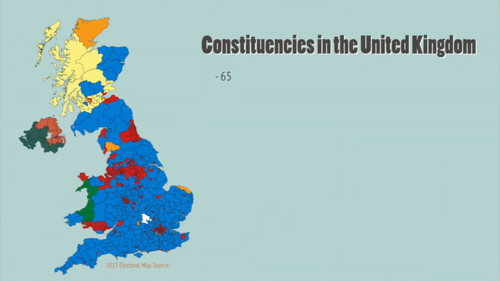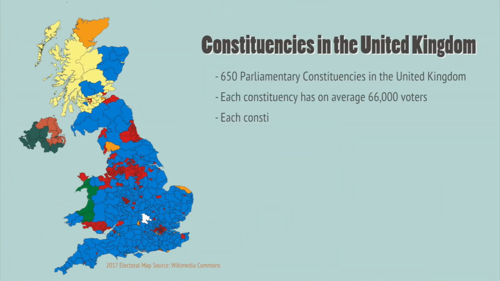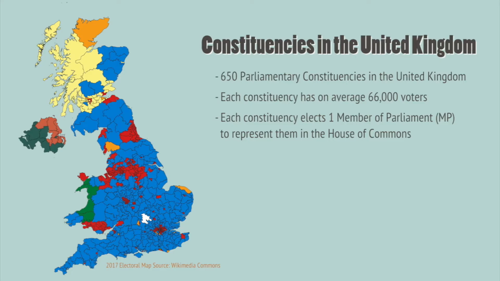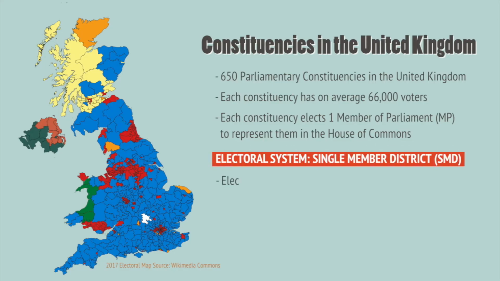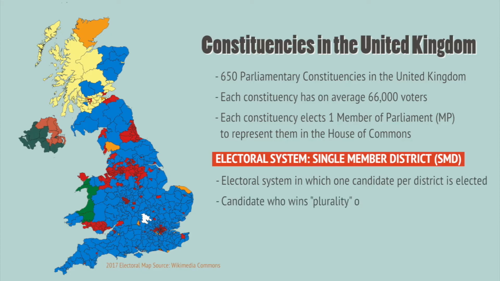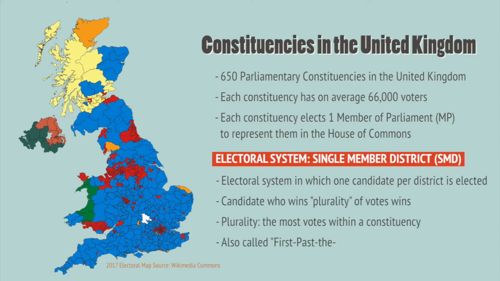Now that we know how constituencies work, we can take a look at an example of a country and its electoral system, the United Kingdom. The United Kingdom is currently divided into 650 parliamentary constituencies. One member of parliament in the House of Commons represents a single constituency, made up of, on average, 66,000 voters. The method of counting votes used in the United Kingdom is called single-member district electoral system. What that means is that each district receives one representative in the House of Commons, and whoever receives a plurality, or the most votes in a district, gets to represent that district as a member of parliament.